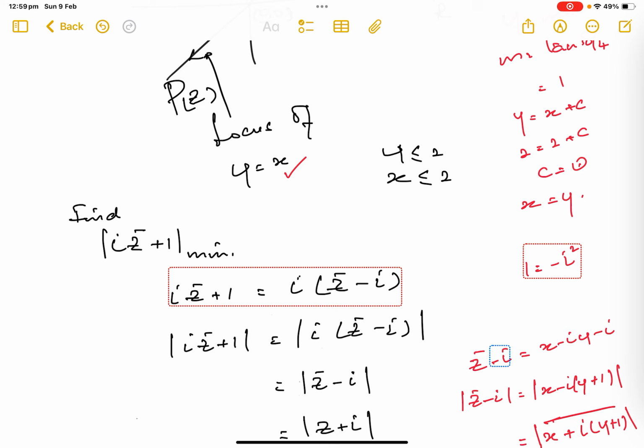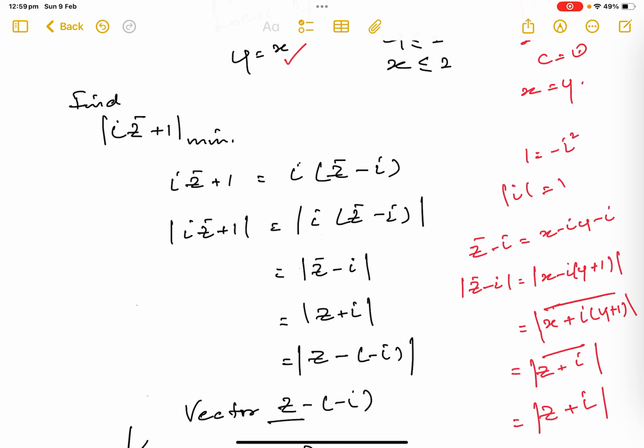Again, take i out. If I take i out, z bar minus i, because of the i out. Then again, the modulus of i z bar plus 1 is equal to the modulus of i times z bar minus i. The modulus of i is 1. Therefore, we can ignore that. So what we have is the modulus of z bar minus i.